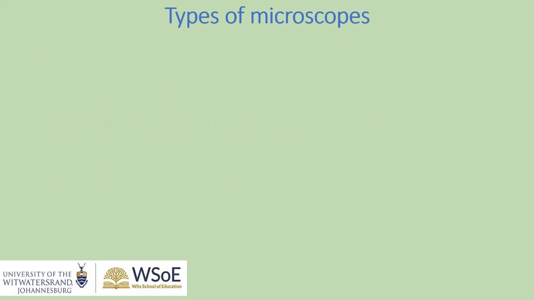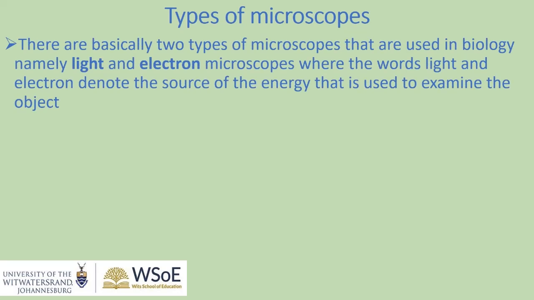Now, looking at the types of microscopes, there are basically two types of microscopes that are used in biology, namely the light microscope, which is what this first video focuses on, and then the electron microscopes, which will be looked at in the second video.